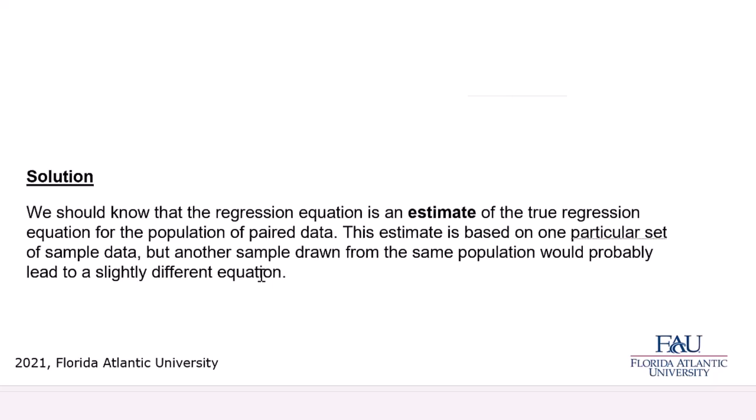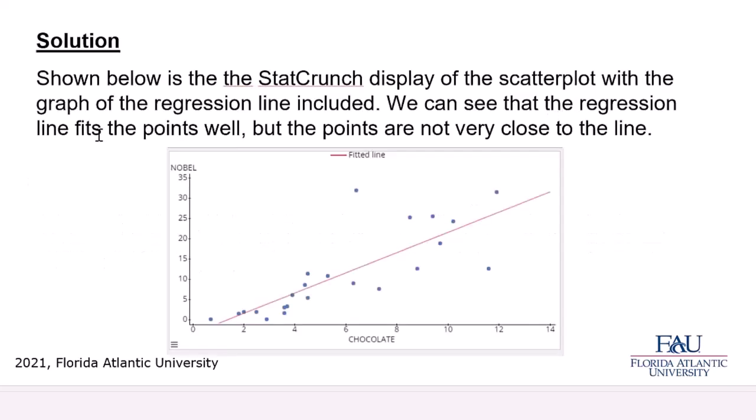The equations are really based on what points were given for that particular sample. You can see that the regression line fits the points well, but the points are not very close to the line. It does fit the points. You can see that this is somehow going through the middle of these points. Even this point and this point are almost the same distance from this line.